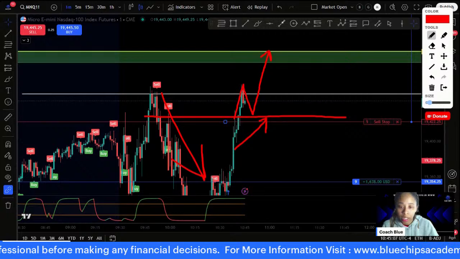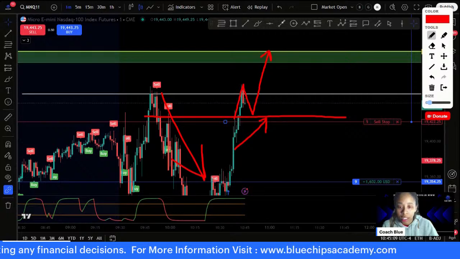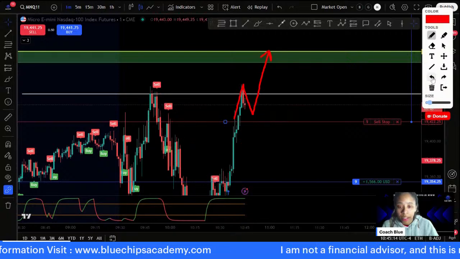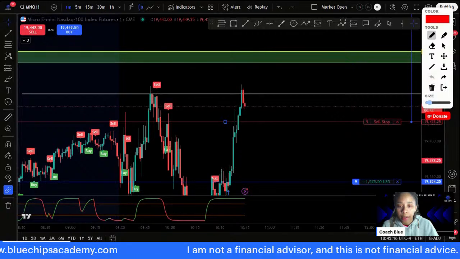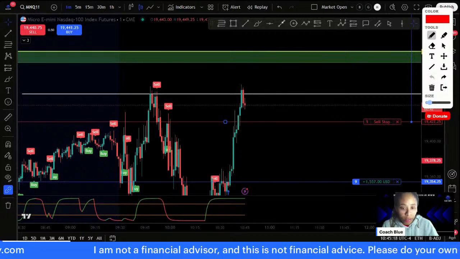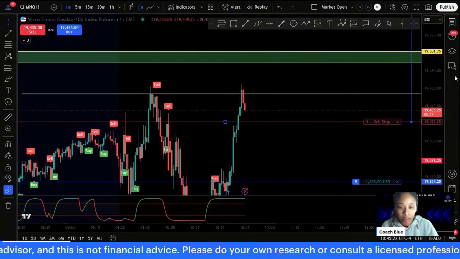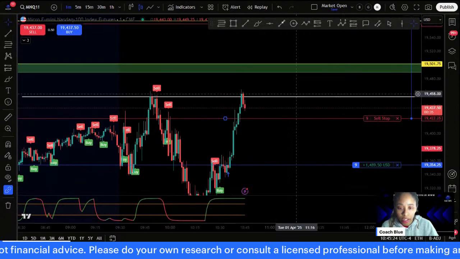But if it doesn't, it'll use it as support and continue to push up. Okay, so that's what I'm looking at right there. All right, but TP1 has hit, so you guys should have got a nice move out of that trade right there.